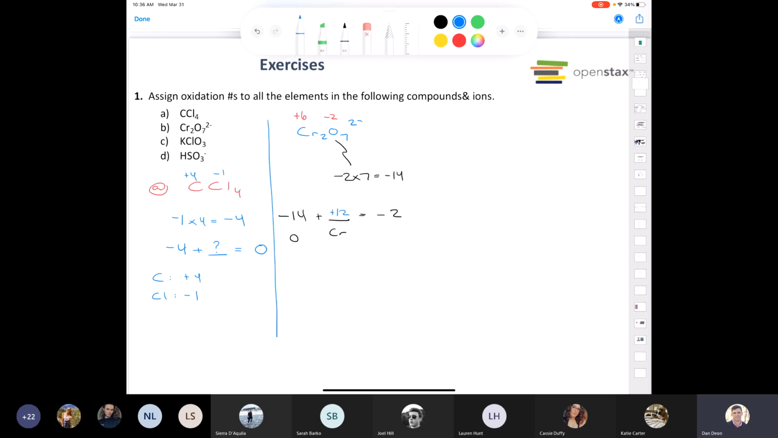+12. So that means that overall from the chromium, I have +12. But that +12, I have to divide by 2 because there are 2 chromiums. So each chromium is going to contribute +6. So to summarize, my chromium is +6 and my oxygen is -2.